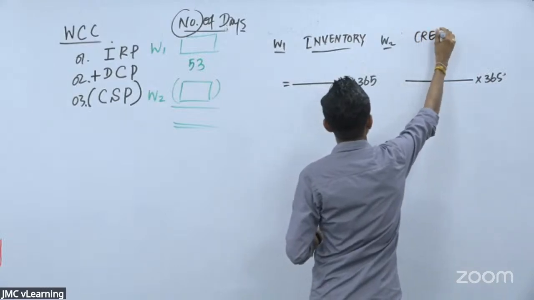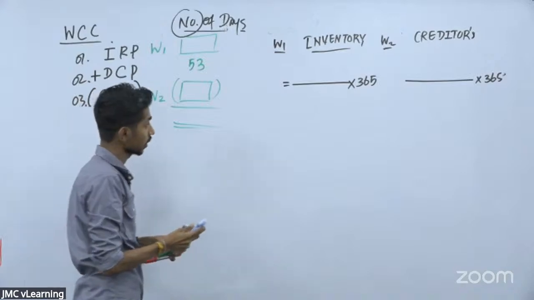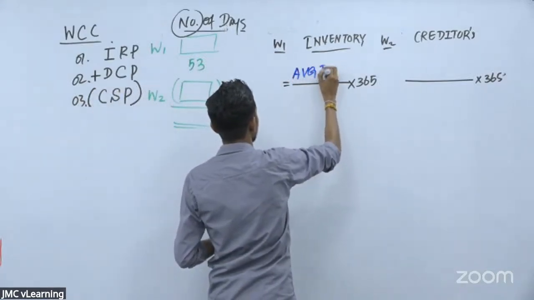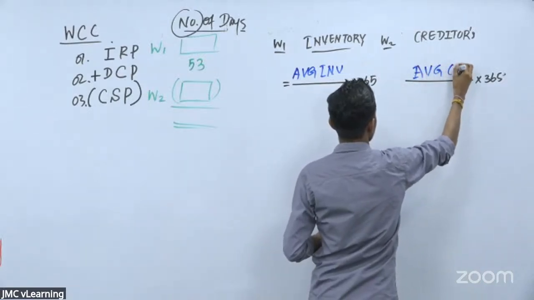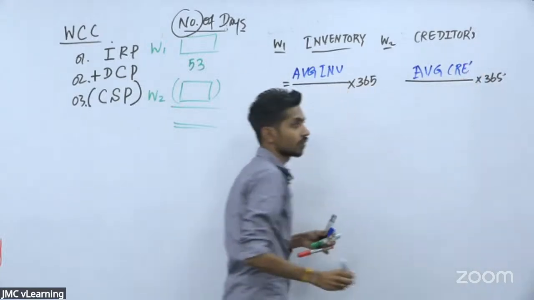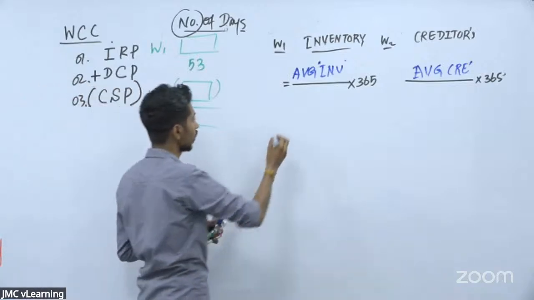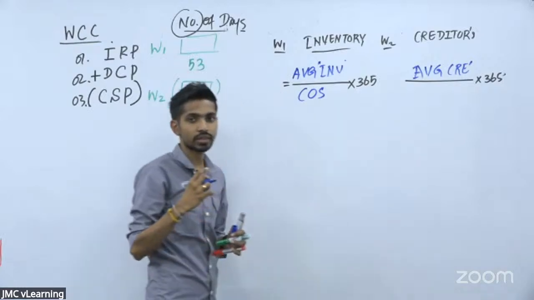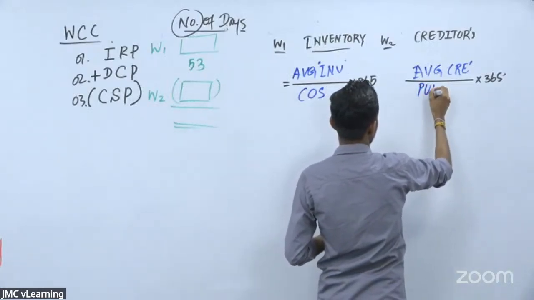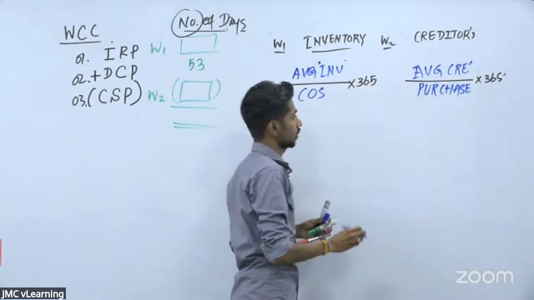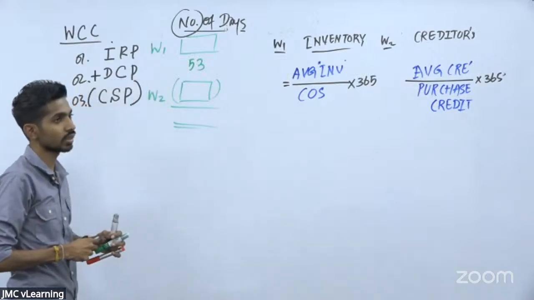Secondly, creditors. When we calculate the inventory residence period, you have to take the average inventory. If we take the average, creditors also average creditors. Inventory will be linked with the cost of sale, so you have to divide by the cost of sale. Creditors will be generated based on what kind of transaction? Credit purchases. Generally, we can say credit purchases. Then you will be able to calculate the figures.